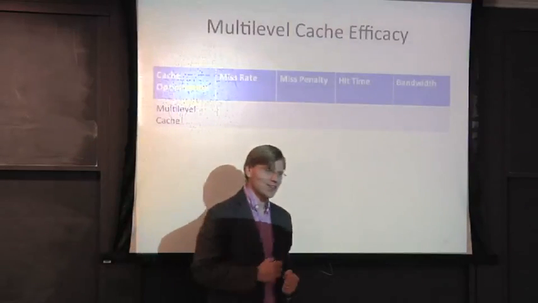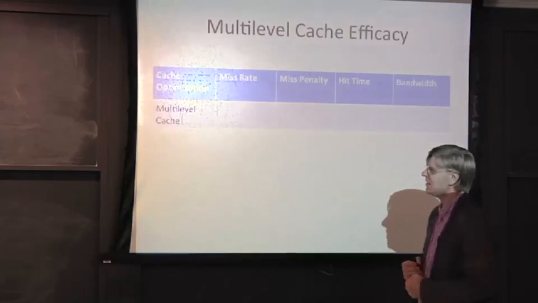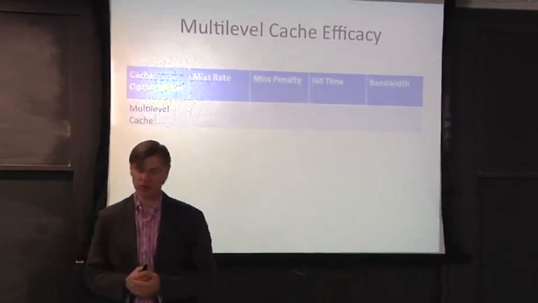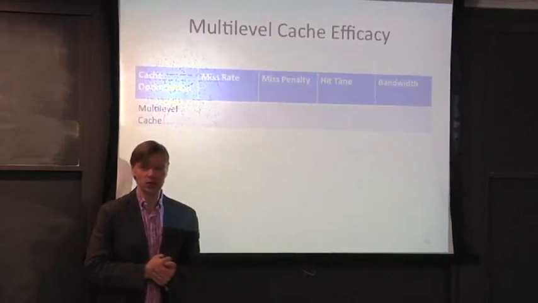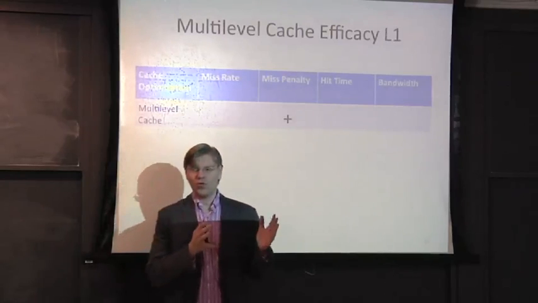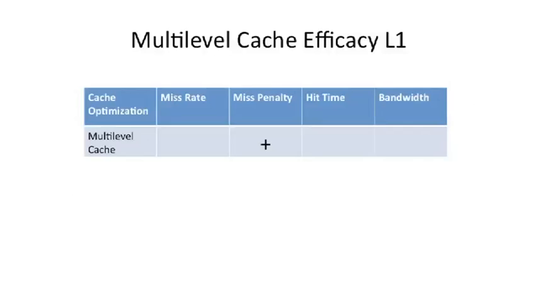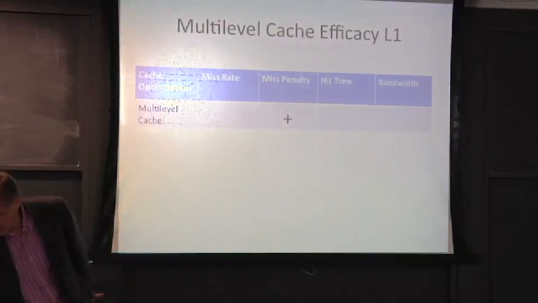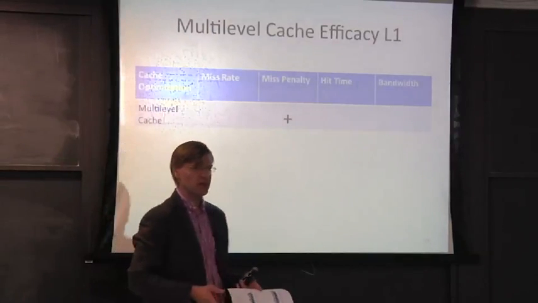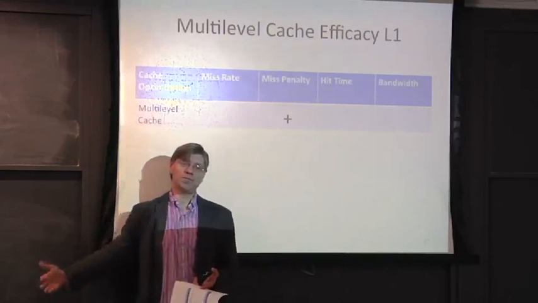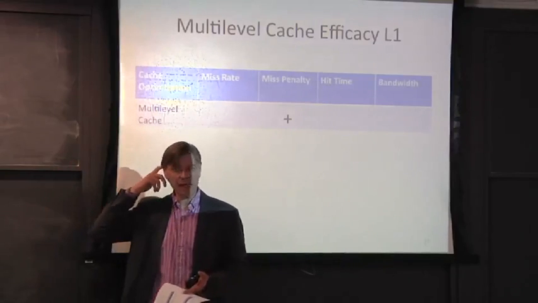OK, let's pull up the scoreboard. We've been building a scoreboard throughout this, seeing how adding these different advanced cache techniques helps with performance. So what is our scoreboard going to look like here? Well, we have a multi-level cache. And the first question is, what happens from the level 1 perspective? What does adding a level 2 cache do to the miss penalty? When you take a miss, you have to go out to the next level. And before, we had to go out to main memory, which could be far, far away. So the miss penalty was quite high.